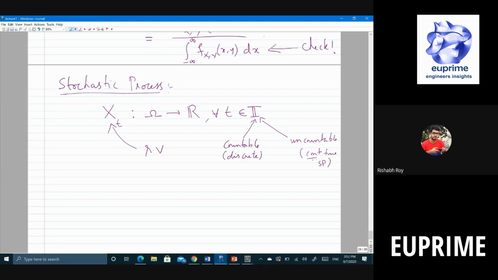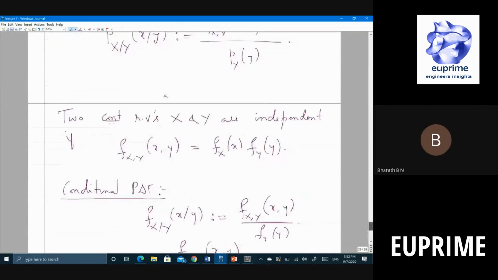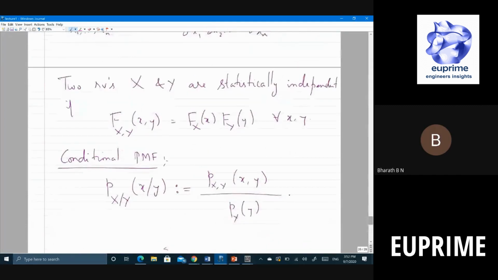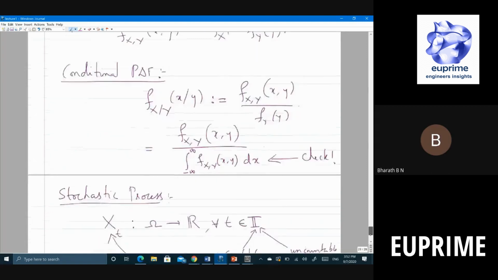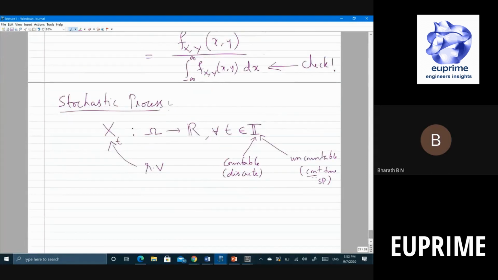What is the difference between these and multiple random variables? Whenever I talked about multiple random variables, X1 through Xn, for example X and Y, it's definitely a discrete thing. And typically, if you have a finite number of random variables, you can think of it as a stochastic process, or you can think of it as an n-dimensional random vector. It depends on how you view it. Otherwise, there is no difference.